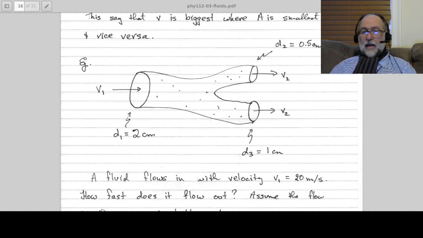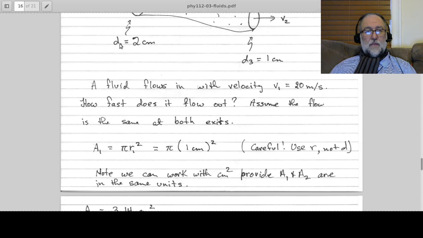Okay, so I got to give you the velocities, and so here I say a fluid flows with velocity V1 equals 20 meters per second in. Okay, how fast does it flow out? Okay, so I want you to calculate V2 there. And assume the flow is the same through both exits, okay?